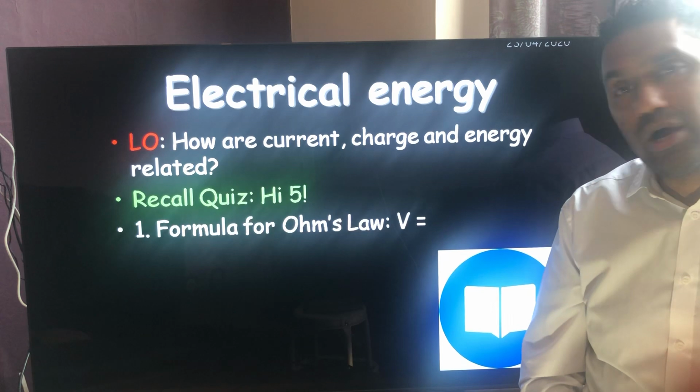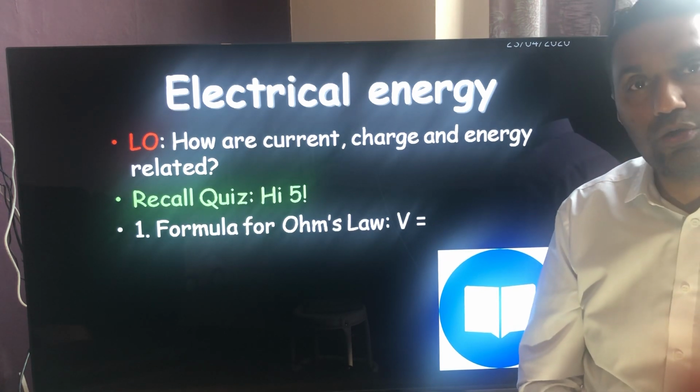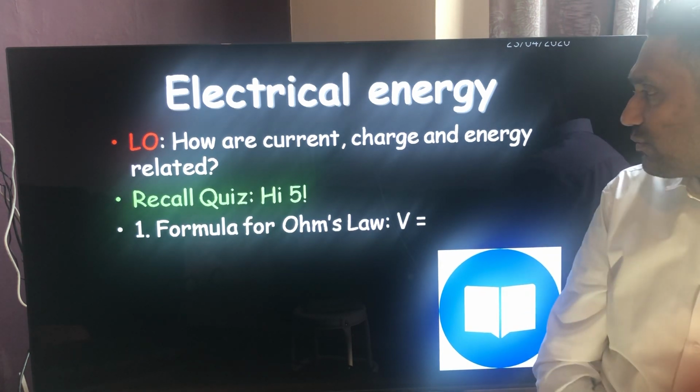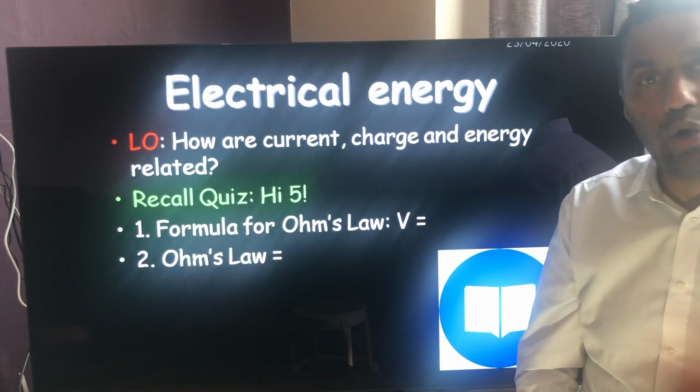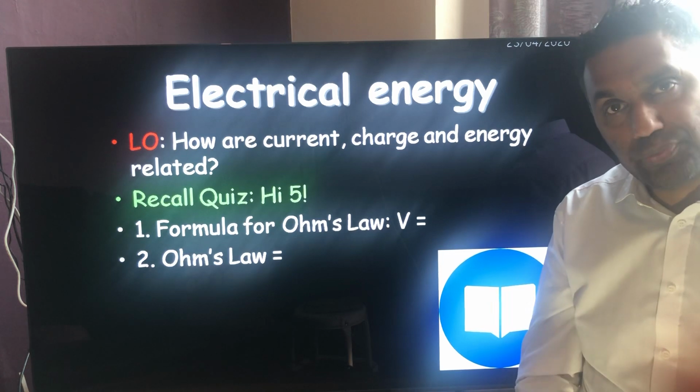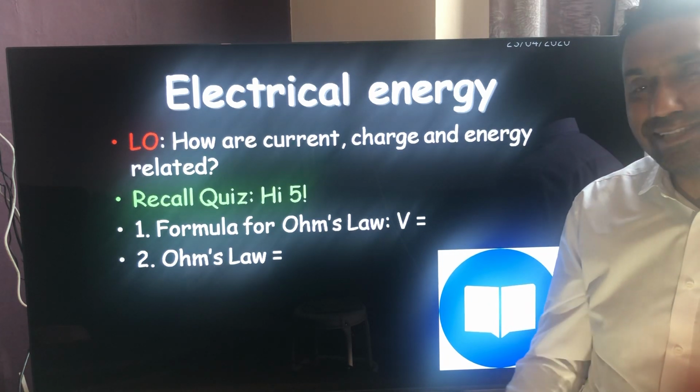Recall quiz. Number one, what is the formula for Ohm's law? V equals something. We did this a couple of weeks back, before Easter. Question 2, what is Ohm's law? Can you state Ohm's law? Write these down.